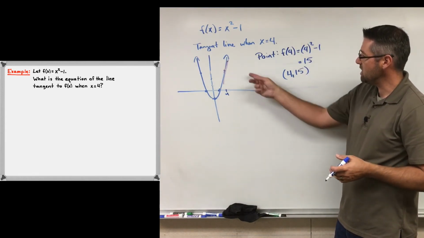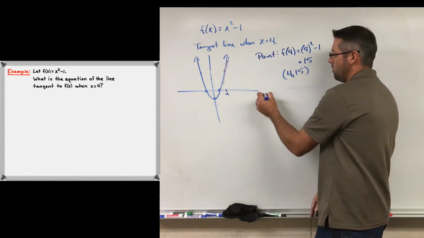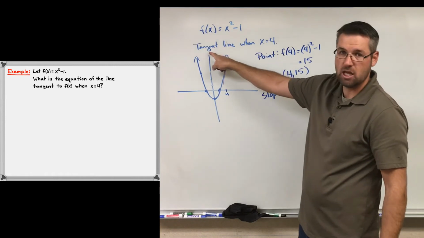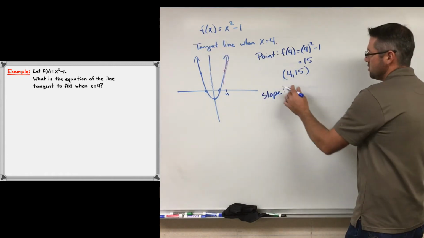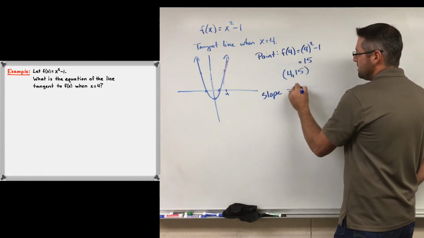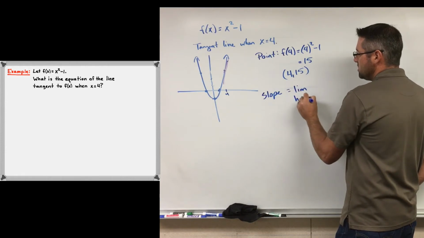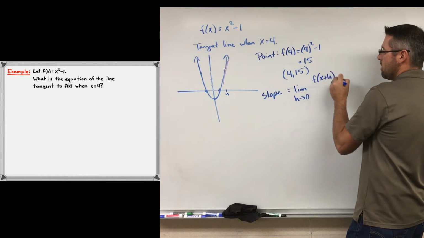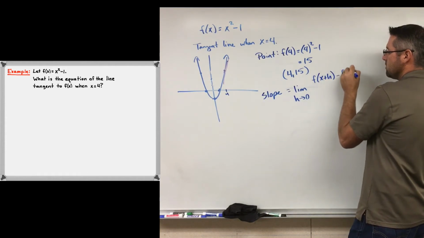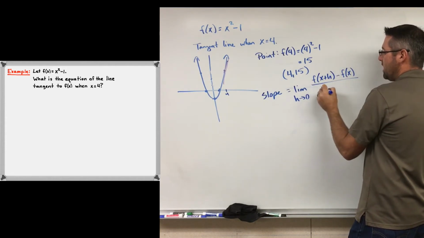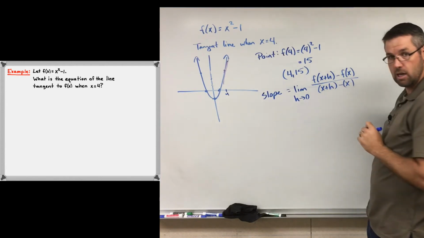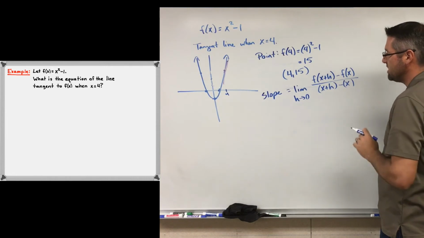The next thing we need to do is figure out the slope. What did we just say? The slope of a tangent line is equal to the limit as h approaches 0 of f of x plus h minus f of x all over x plus h minus x. So that's the equation for the slope of the tangent line.